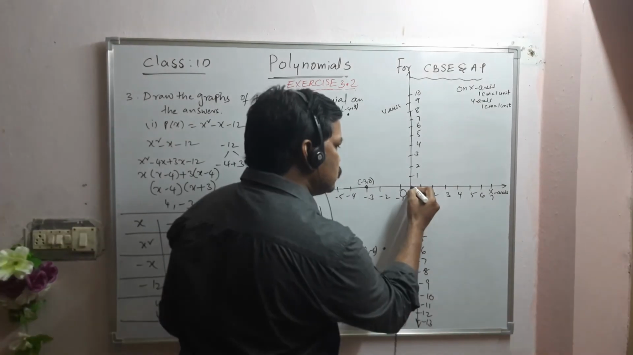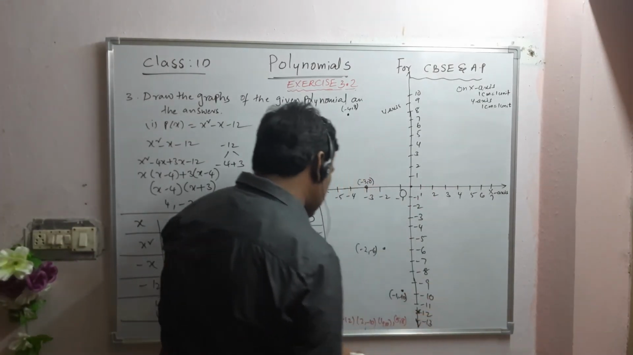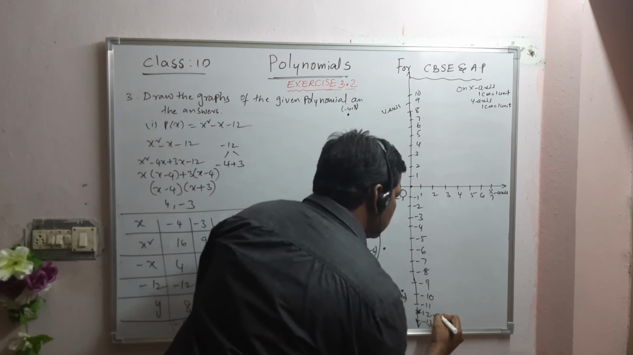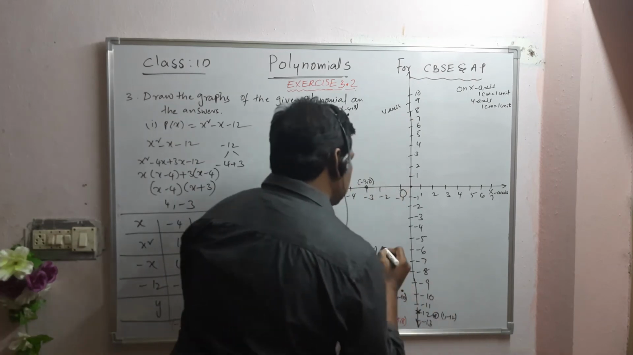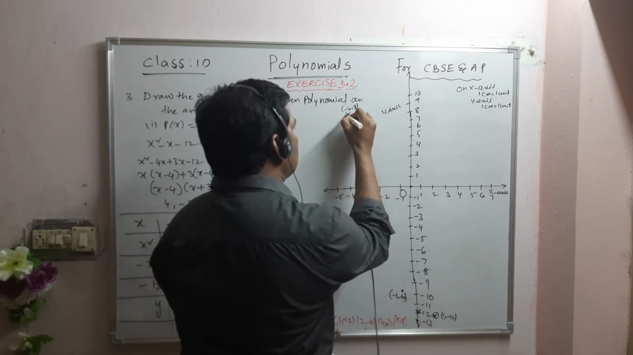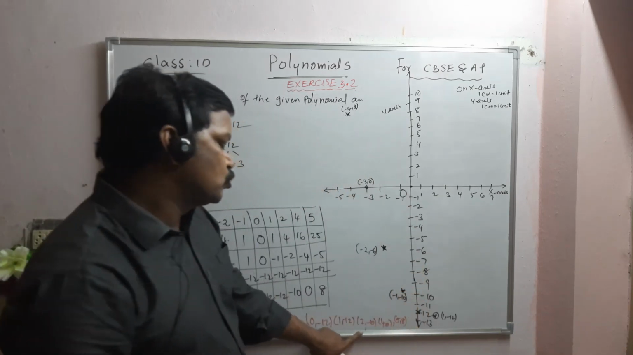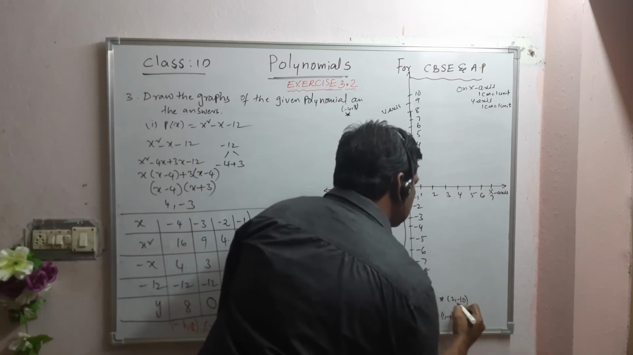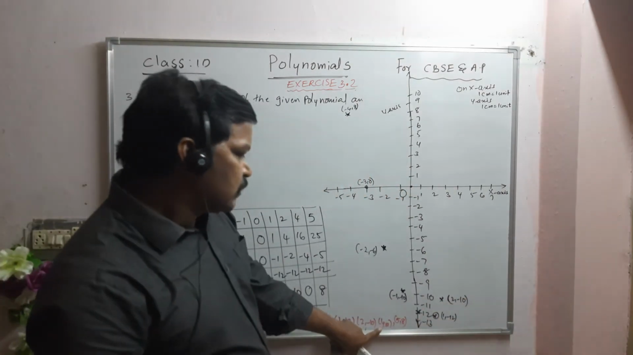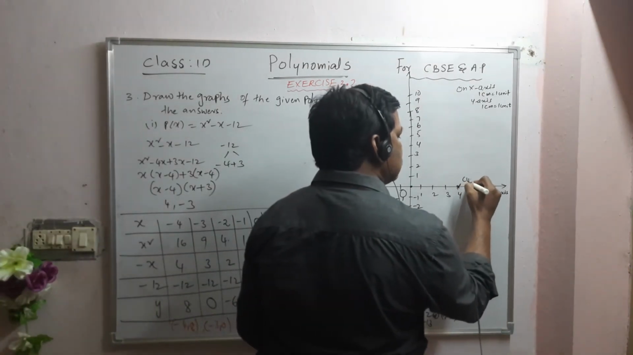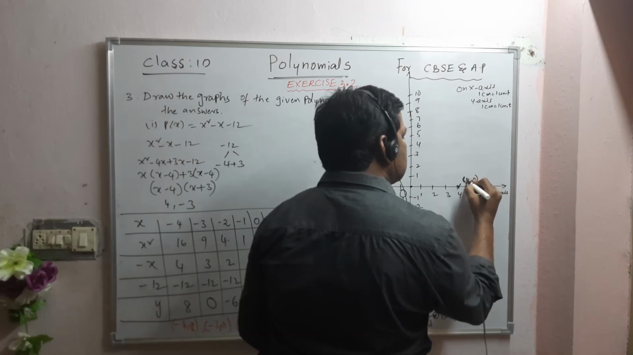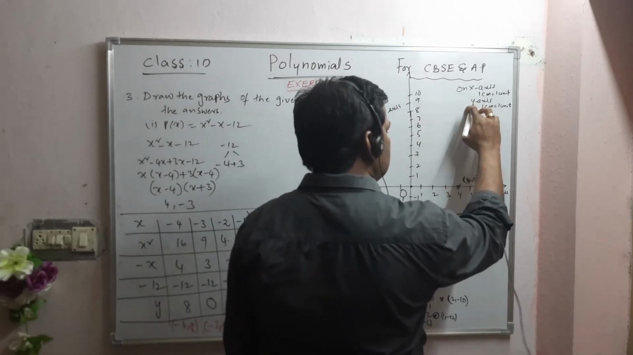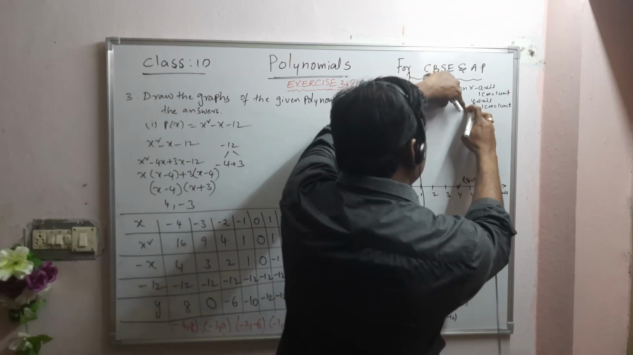0 comma minus 12. So that means point on y-axis. 1 comma minus 12. This is 1. Minus 12 is here only again. This point is 1 comma minus 12. Right. 2 comma minus 10. This is 2. This is minus 10. Are you getting, children? 4 comma 0. That means point on x-axis. Right. 5 comma 8. 5. Here it is 8.